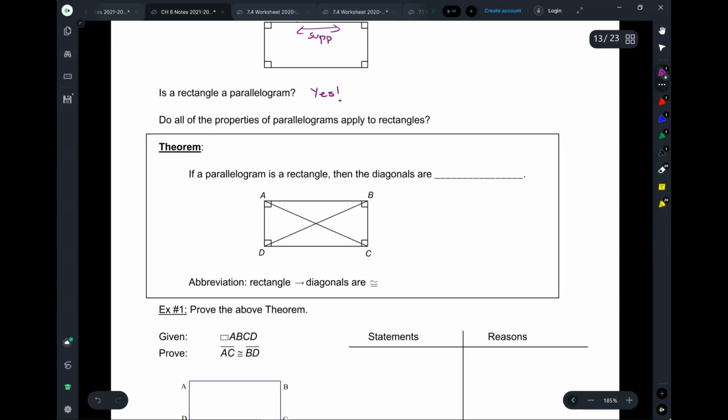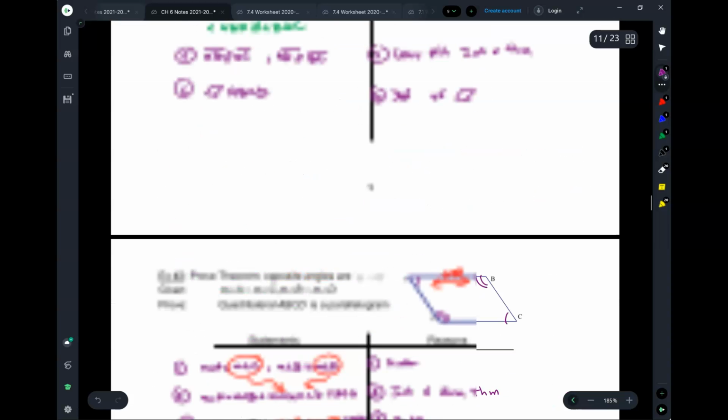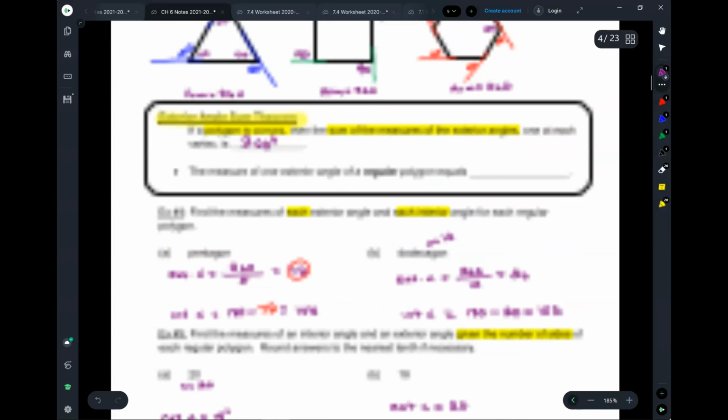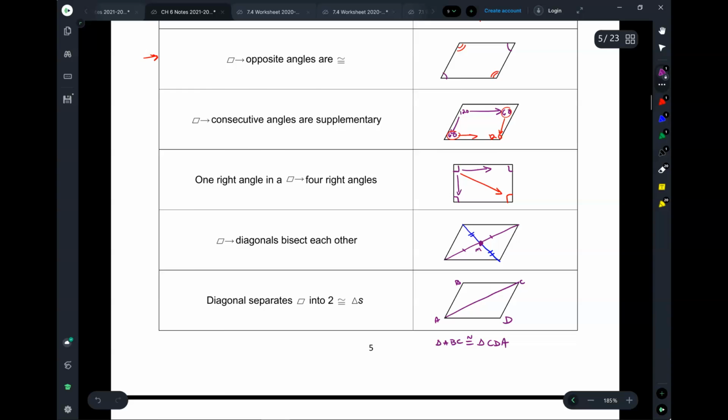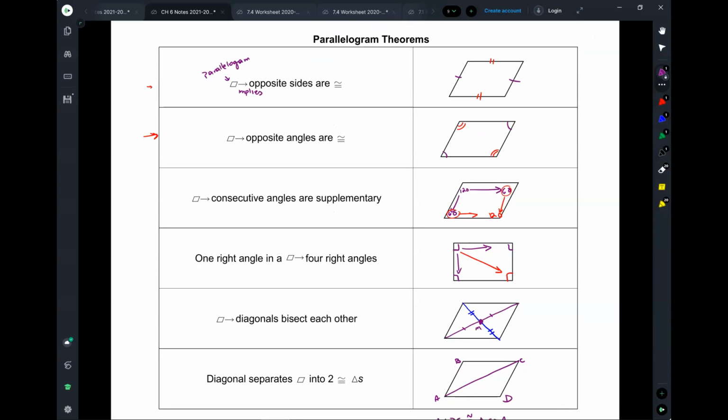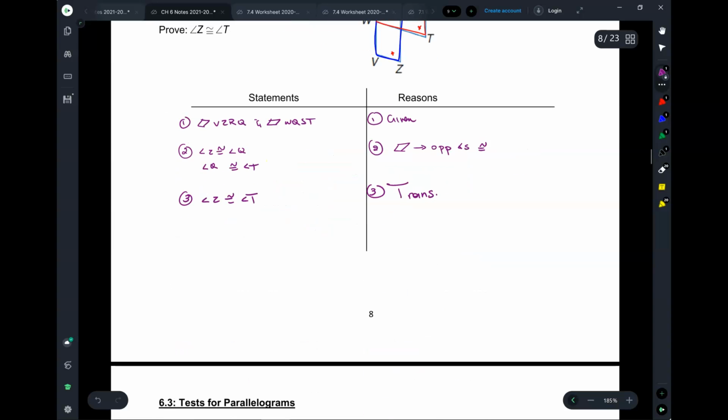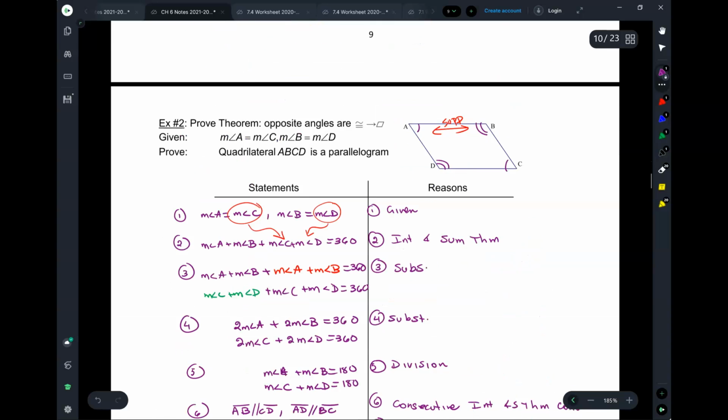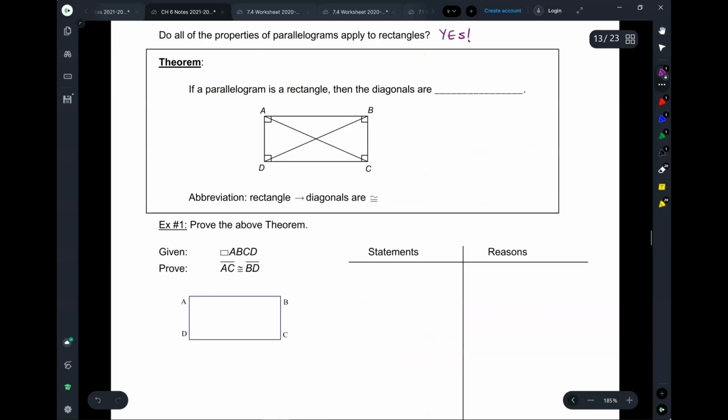So, a rectangle is a parallelogram. We just established that. So the next question, do all of the properties of parallelograms also apply to all rectangles? Yes. So all of those properties of the parallelograms that we talked about here, all of these apply to the rectangle. There are going to be some that are just specific to rectangles, but all of those also apply, okay?